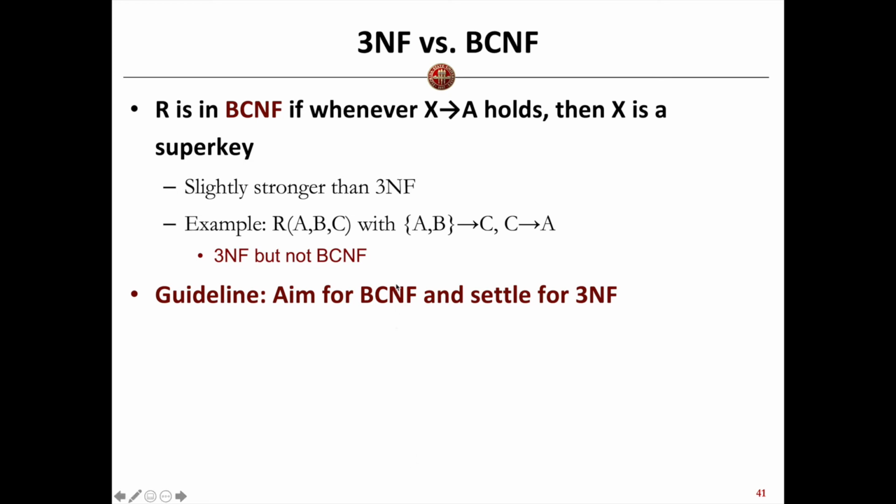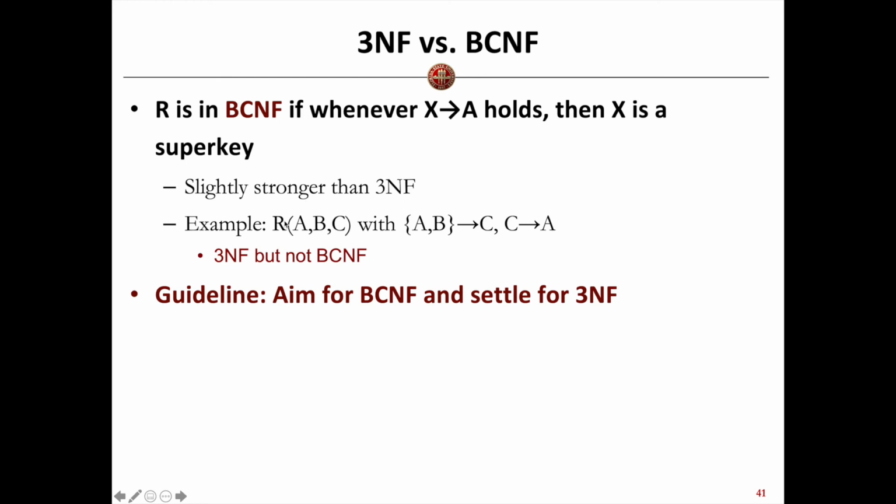If you still remember the definition of BC normal form, we say a relation is in the BC normal form if whenever we have X implies Y holds, then X is a superkey. We only have one condition. We have no or for the BC normal form, right? So you can see the BC normal form is slightly stronger than the third normal form.